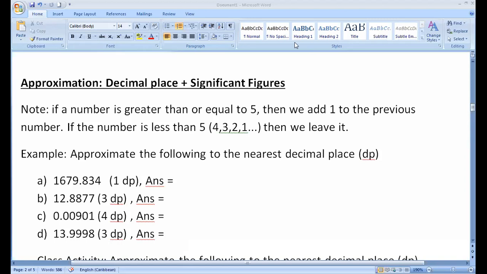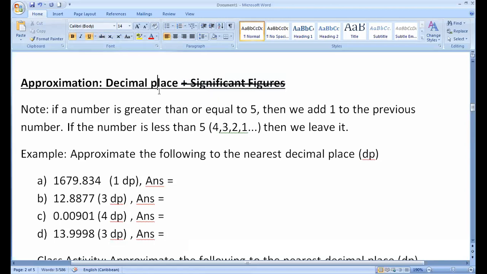So the reason why we approximate is to make life easier. There are two types of approximation. In primary school, you should have learned how to round off to the nearest tens, hundreds, and thousands, so we may have to look at that some of the time. But in high school, grade 6, we only focus on decimal places and significant figures. So this little thing here is really about decimal places. This shouldn't be here, so sorry about that.